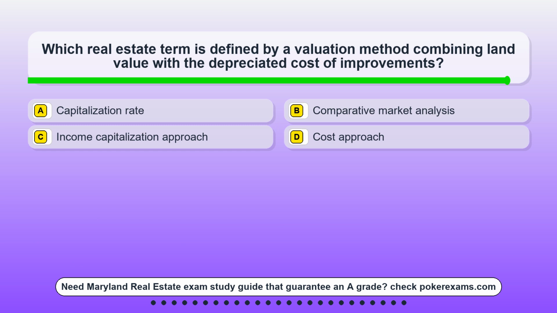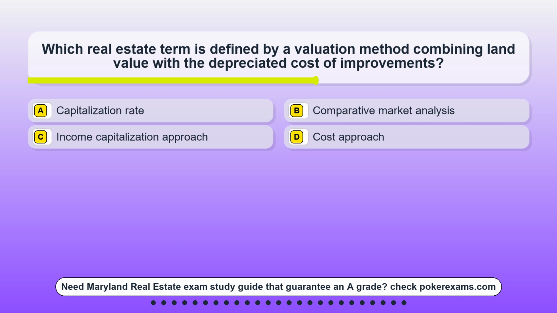Question 10. Which real estate term is defined by a valuation method combining land value with the depreciated cost of improvements? Option A, capitalization rate. Option B, comparative market analysis. Option C, income capitalization approach. Option D, cost approach.